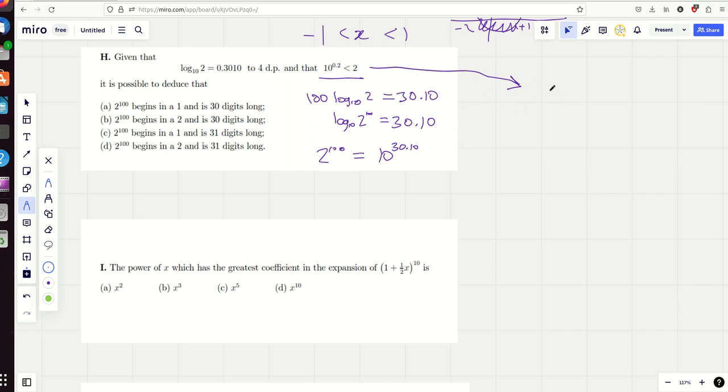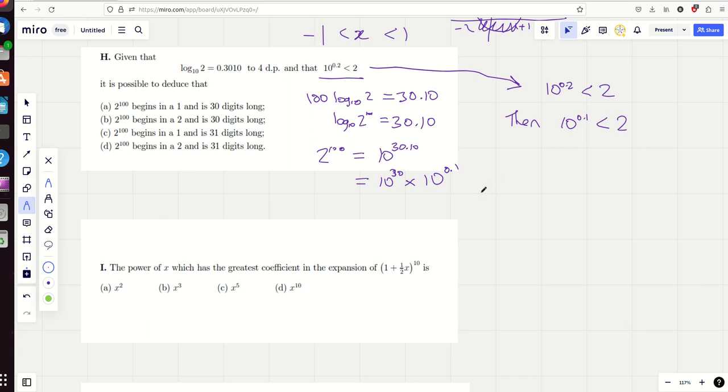Now, if 10 to the 0.2 is less than 2, then let's just write this as 10 to the 30 times 10 to the 0.1, because we would add those powers. Great. Now if 10 to the 0.2 is less than 2, then 10 to the 0.1 is definitely less than 2, because that will be a smaller value than 10 to the power of 0.2. 10 to the power of x is going to be a strictly increasing function.